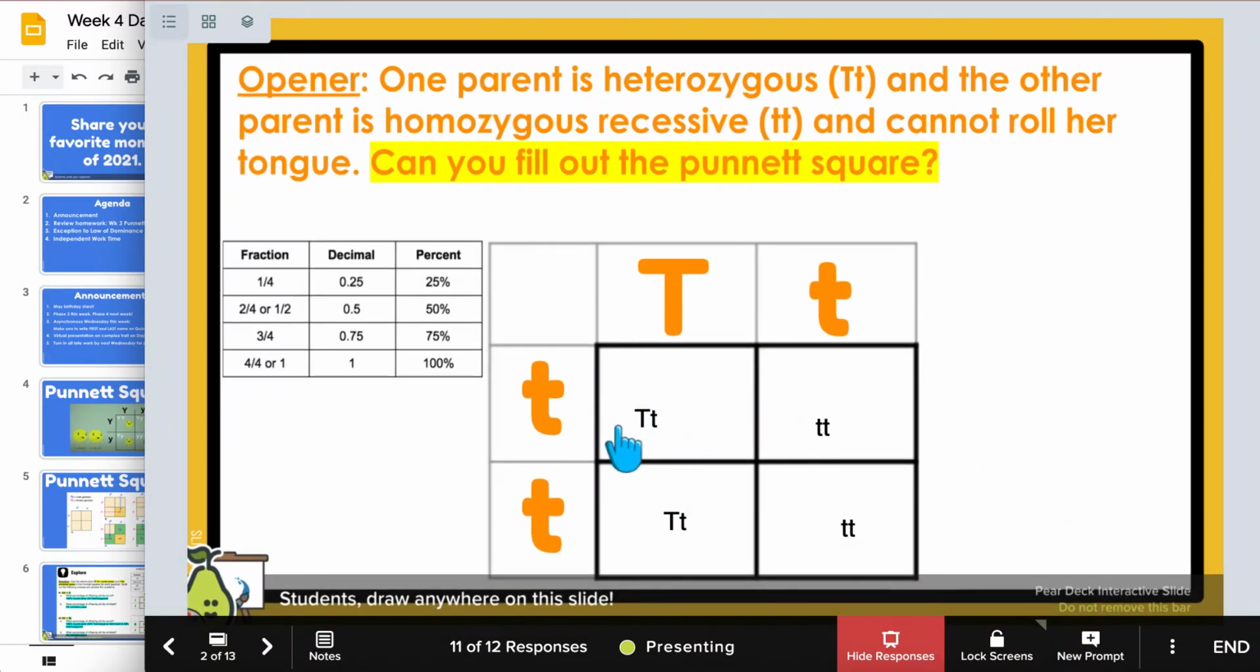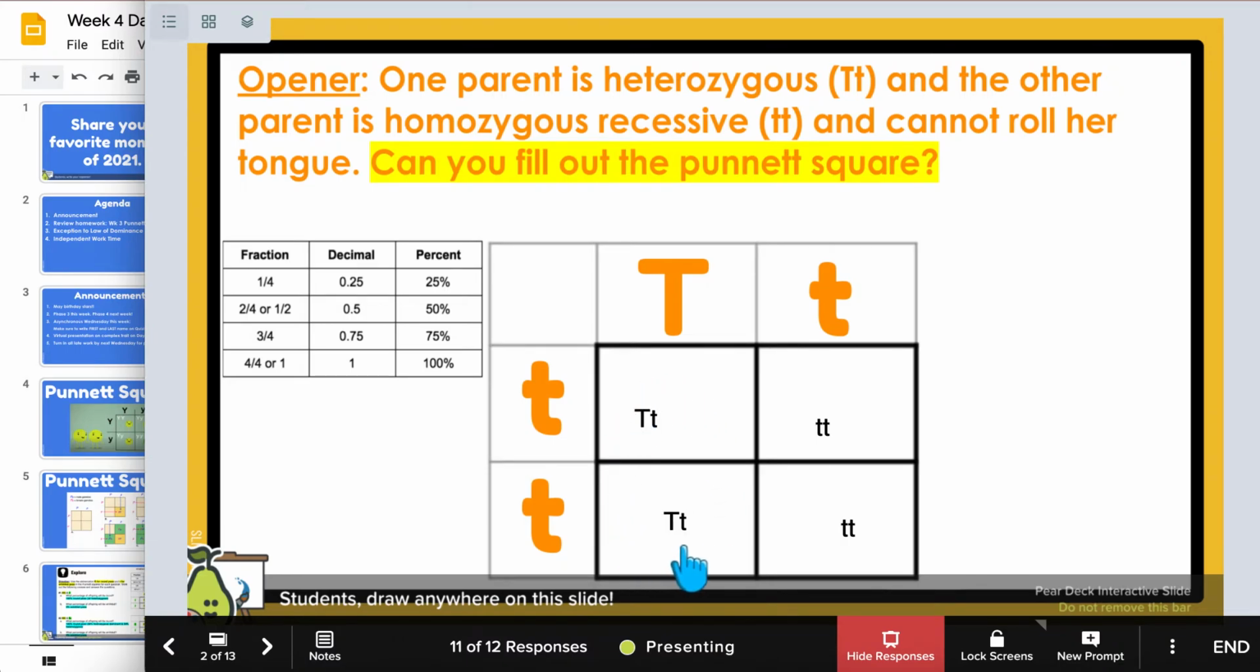On the upper left side, you should get one allele from the top, one from the side. Again right here, one from the top, one from the side. Last but not least, right here, one from the top and one from the side. All together, we see 2 out of 4 boxes are heterozygous.